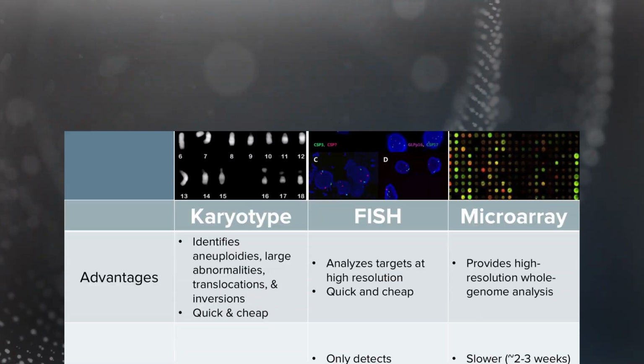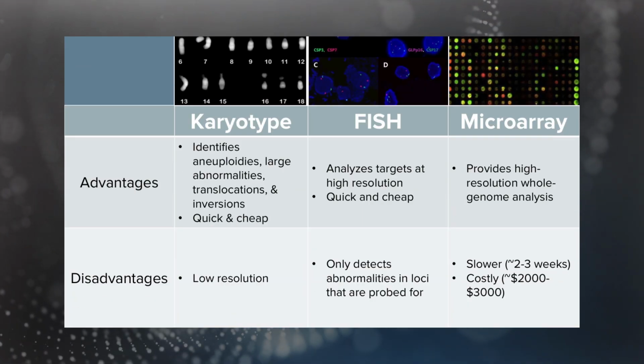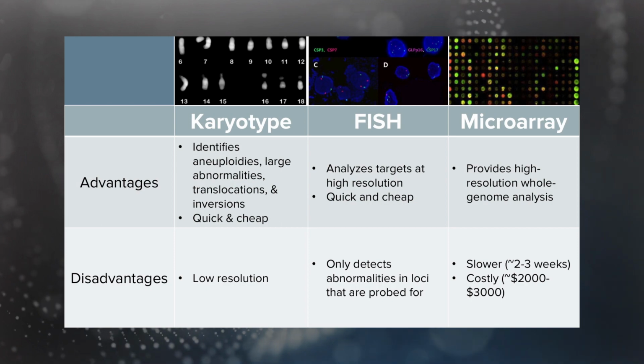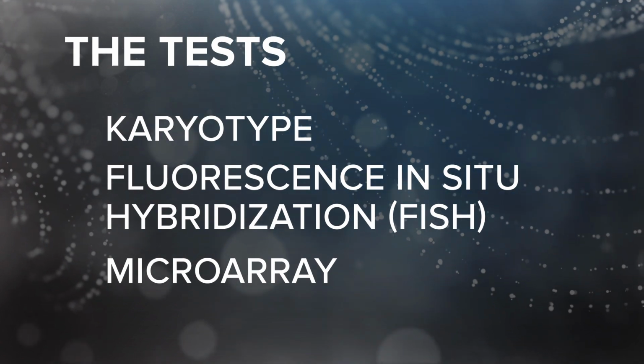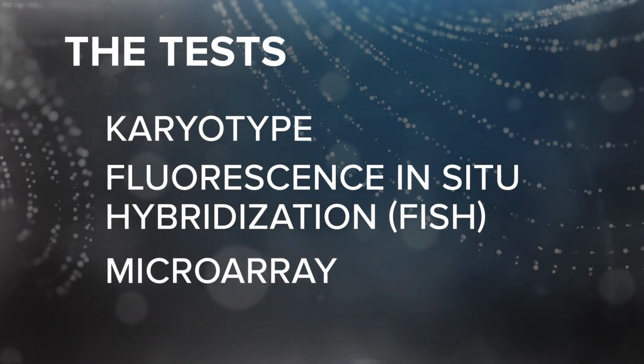Here is a table that outlines the major advantages and disadvantages of the three test types. So to recap, there are three main test types on the market for cytogenetic analysis: standard karyotype, FISH, and microarray.